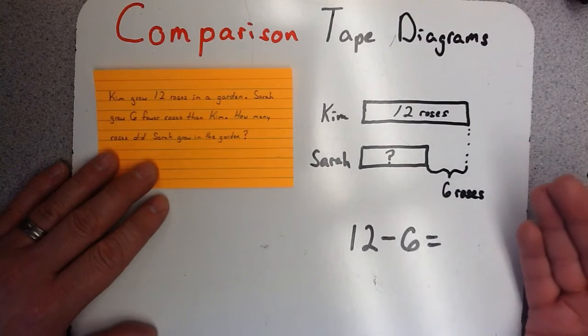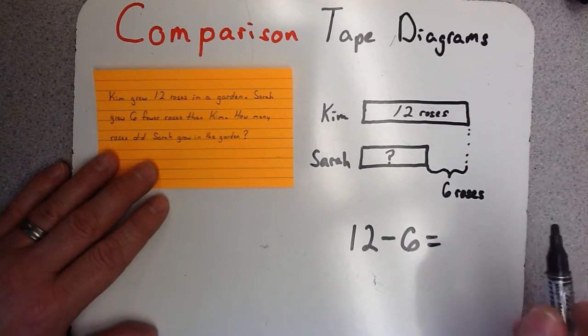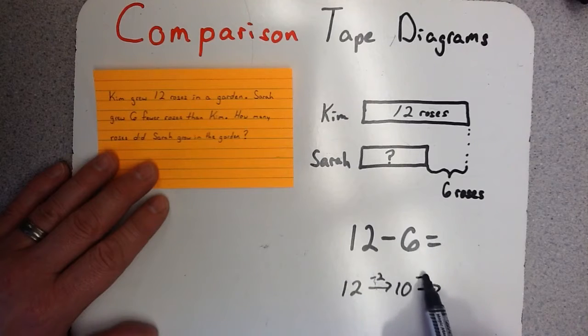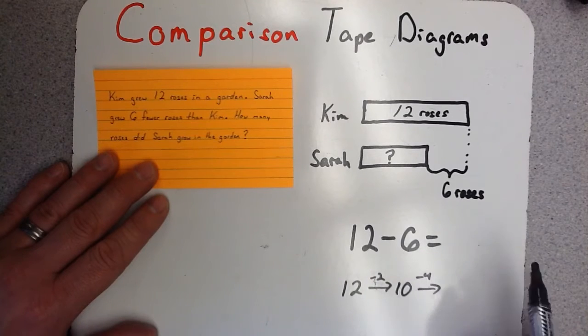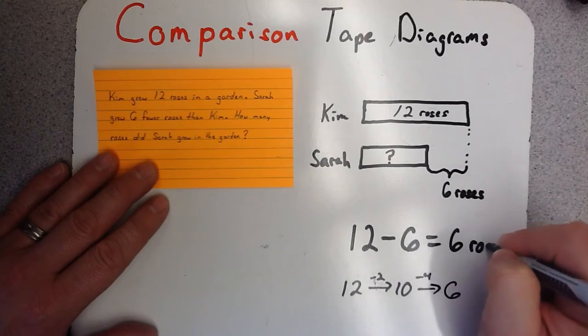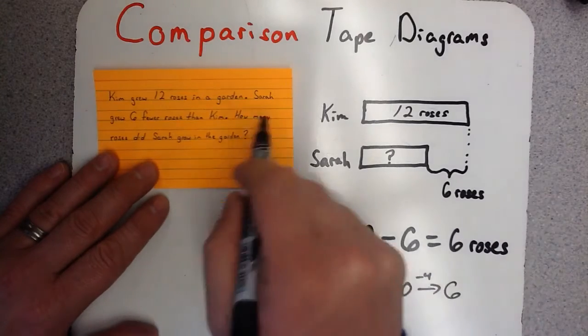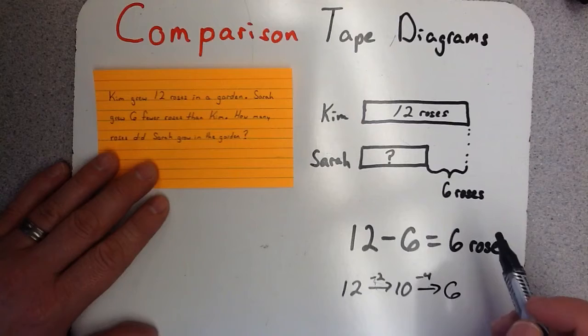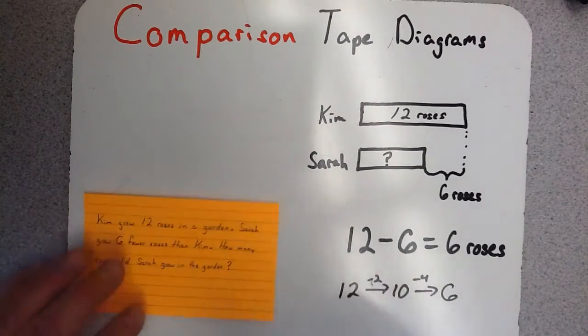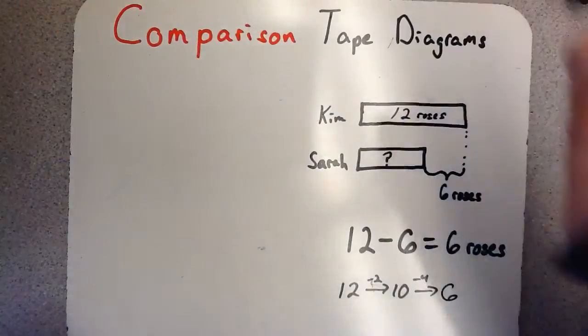Now I can solve this many different ways. So let's look at arrow method. So 12 minus 2 is 10. Minus 4 to take away my 6 would be 6. So 6 roses. So how many roses did Sarah grow in the garden? She grew 6 roses. Okay, so let's look at another problem. It's slightly different.